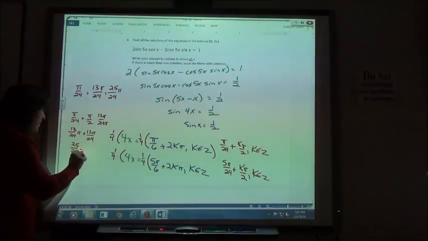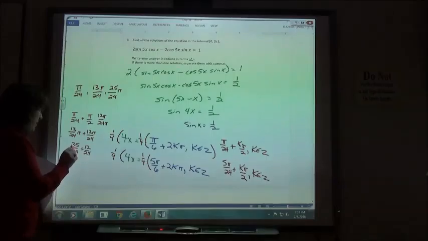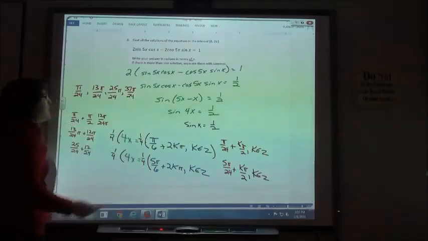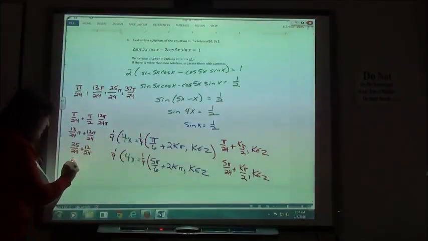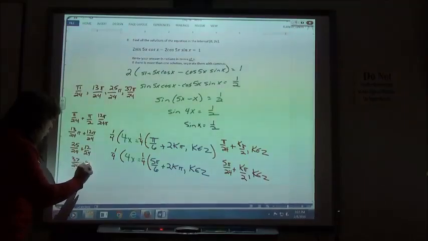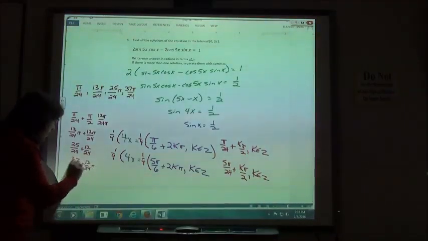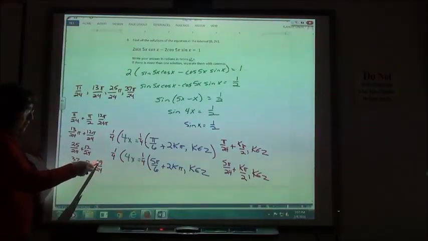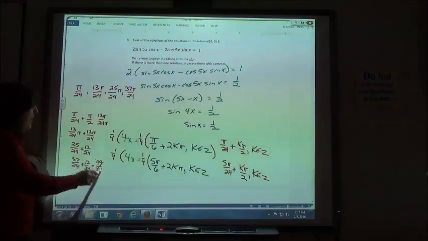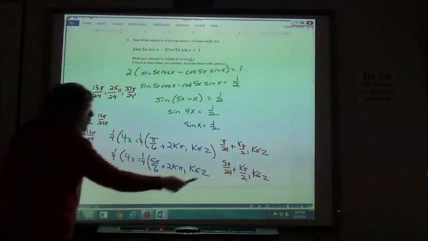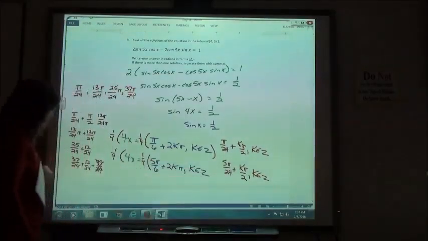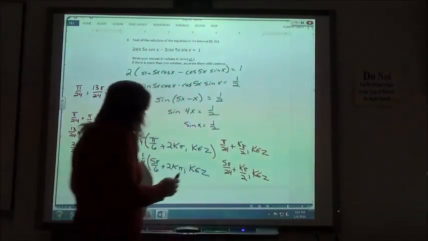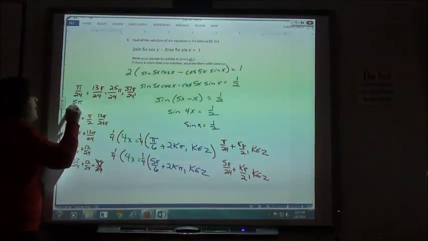25 24ths plus 12 24ths would give me 37 24ths. I'd have to get to 48 to be too big. So 37 24ths plus 12 24ths would give me 49 24ths. That's going to be more than 2 pi because 48 would be double, so that'd be too big. So I'm going to have those 4 answers from just this. I still have to do this one. So going over here, I'm going to have 5 pi over 24.